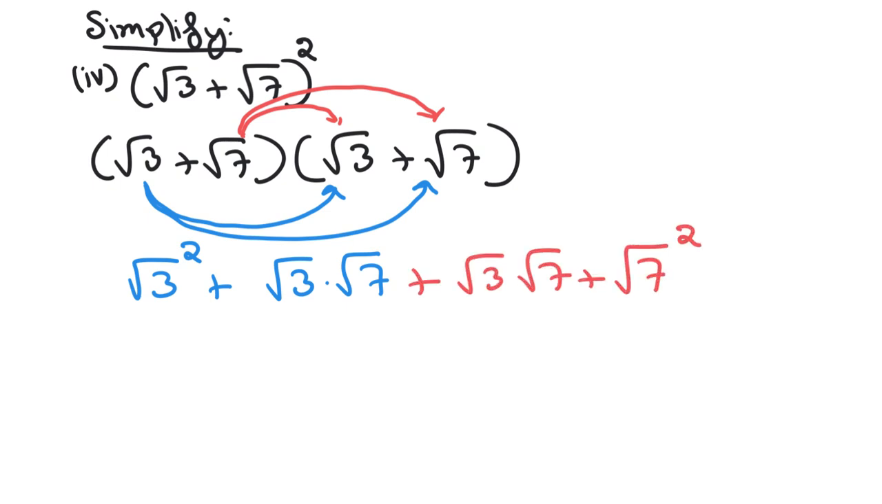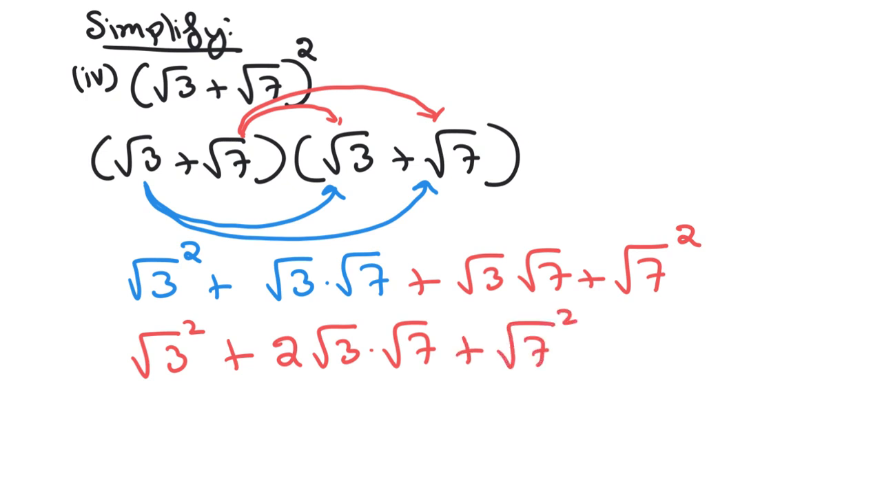Okay. Now look at this. Root 3 times root 7 plus root 3 times root 7. Can I write them as 2 times root 3 times root 7? Fine, because 1 root 3 times root 7 plus 1 root 3 root 7 is 2 root 3 root 7. And this is root 3 squared plus root 7 squared, isn't it? Okay, now we can simplify.